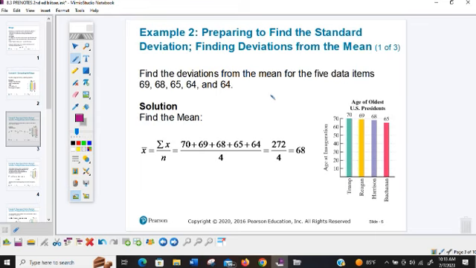All right, now before we can actually do standard deviation, we need to figure out how to get deviations from the mean. Okay, so if we're talking about these 4 presidents, and we're talking about their ages, and we want to find the mean, you would add all 4 up, divide by 4, and the mean age for these 4 presidents is 68 years old.